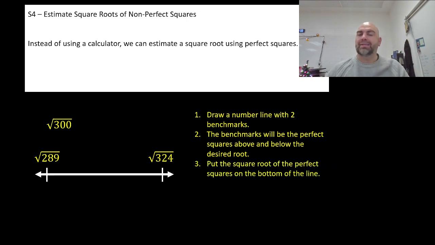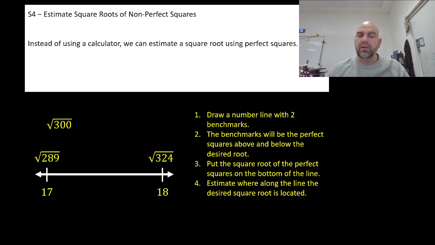I want you to put the square roots of the perfect squares on the bottom of the line. So 17 and 18. You'll notice that they are 1 apart. 17 squared would be 289, and 18 squared is 324.